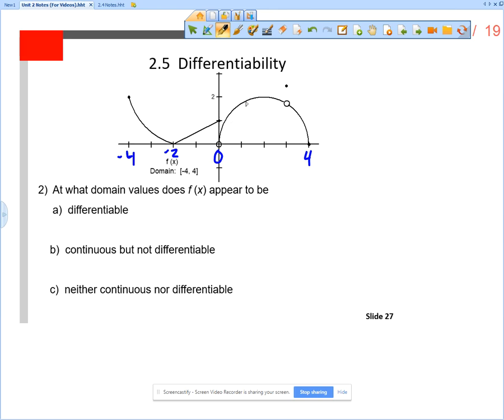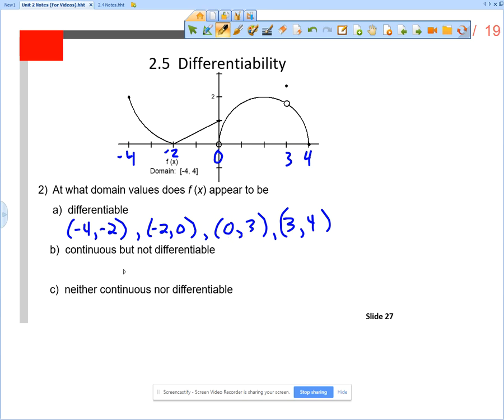Then moving on, this is smooth, smooth, smooth. And then at 3, we have a removable discontinuity. So what does that mean? At every other location other than those I named, it is differentiable. So that would mean from -4 to -2, from -2 to 0, from 0 to 3, and then from 3 to 4. So we're talking about differentiability upon intervals of values from x equals -4 to -2, from -2 to 0, from 0 to 3, and then from 3 to 4.